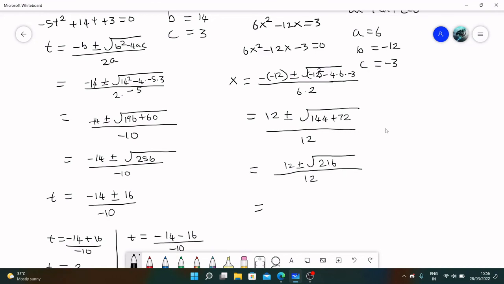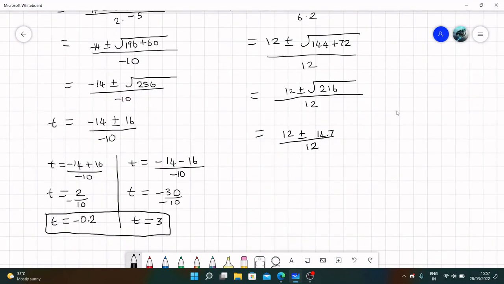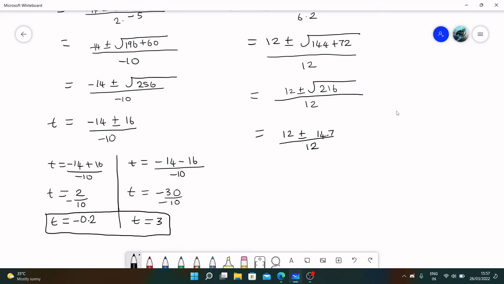So you're going to have square root 216. You can take it as 14.7. 12 plus minus 14.7 by 12. There are better ways to do this to get a more accurate value, but we're just learning how to solve quadratic equations, so we can go ahead with this. Plus minus 14.7 by 12.